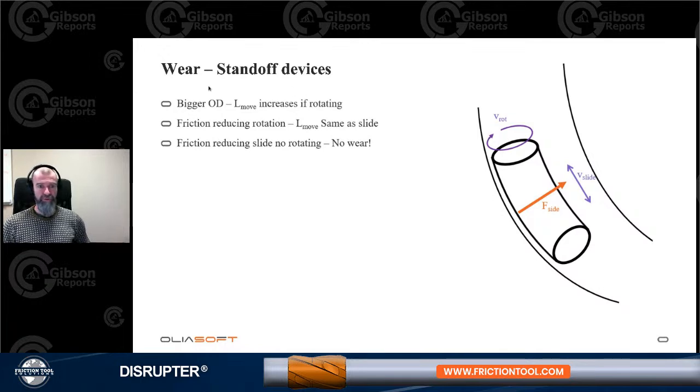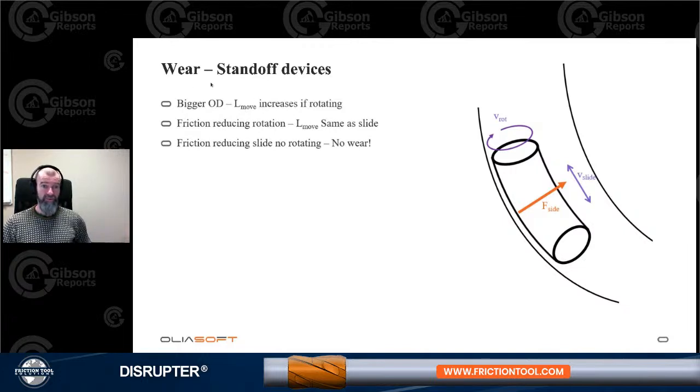So let's say that you are running a liner, and obviously you do want it centralized in the hole, so you can get a good cementing job and have good control of how the static forces will act on the liner. So of course, standoff devices have a bigger outer diameter. That means that if we remember back to our little example, the diameter goes into the calculation of the rotation velocity. So obviously that increases, and that would thus increase our movement.